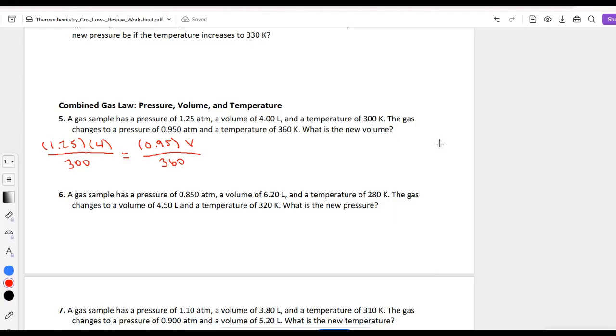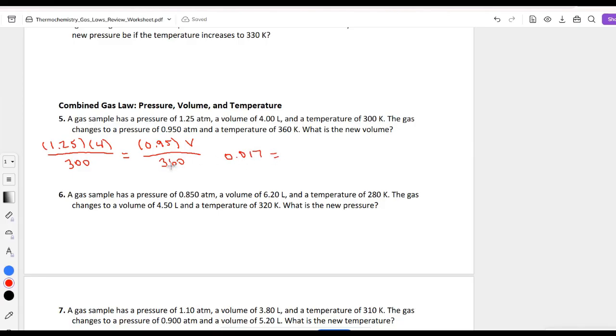1.25 times 4 equals 5. But then I got to divide it by 300. So 5 divided by 300 equals, so on the left side, I'm going to write over here, we got 0.017 equals.